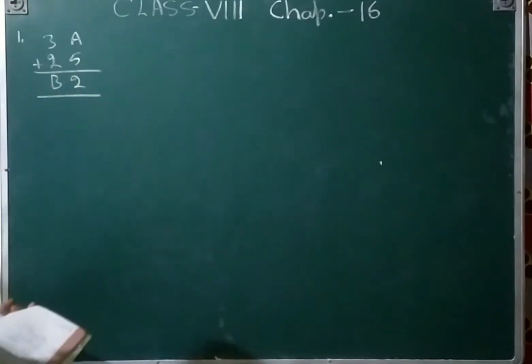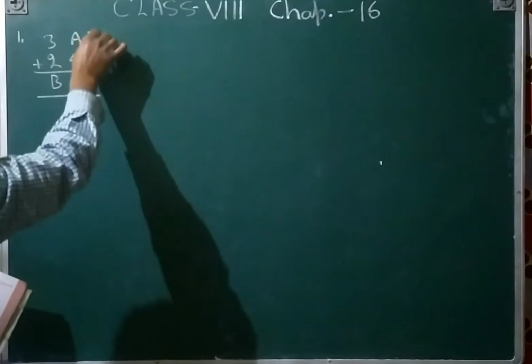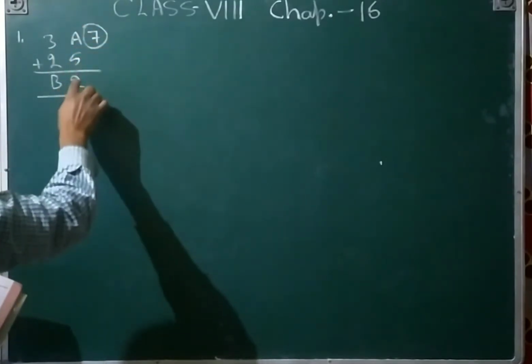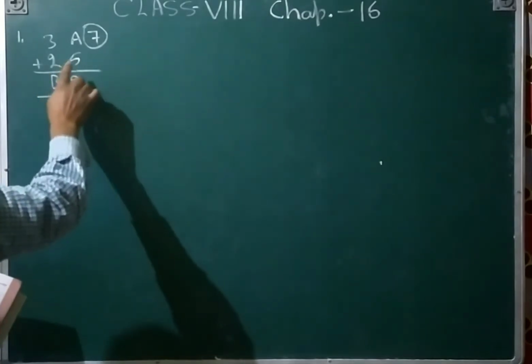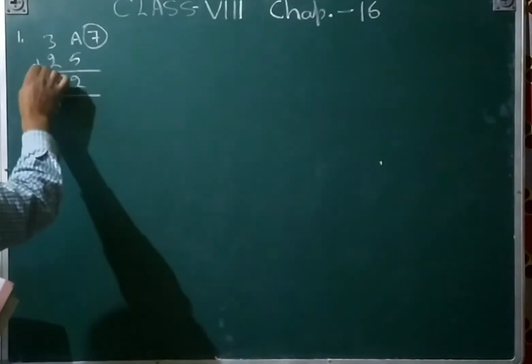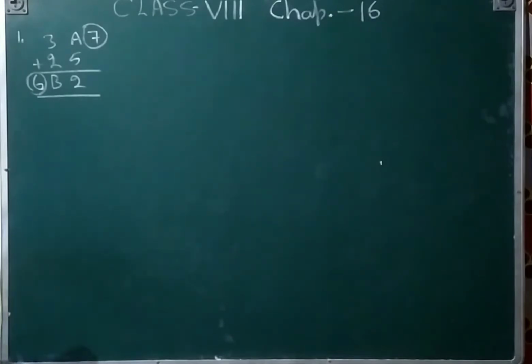So what will be the value of A? Obviously that will be 7. 7 plus 5 is 12. Carry 1, 2 is here. 3 plus 1 is 4, plus 5 is 6... So the value of B will be 6.